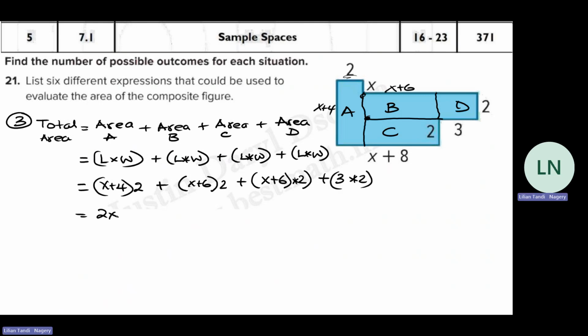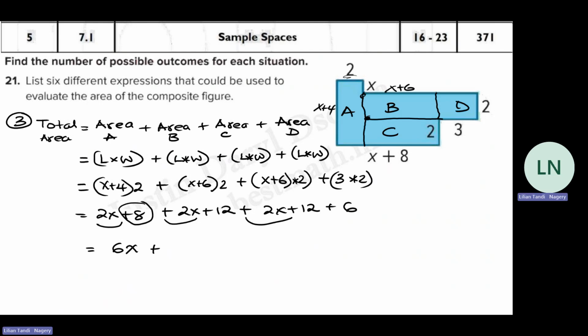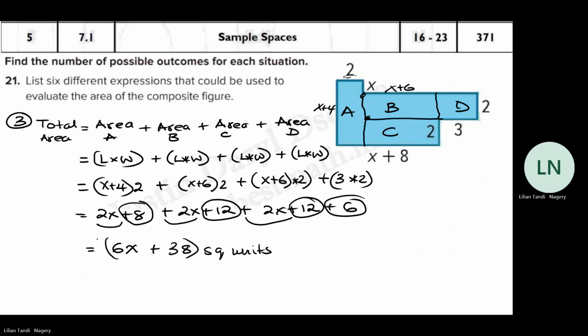So this will be 2x plus 8 plus 2x plus 12 plus 2x plus 12 plus 6. X, x, and x. That gives me 6x when I add them. Positive 8 plus 12 plus 12 plus 6. That should give me 38. Then I write square units. And I box my answer. Okay?